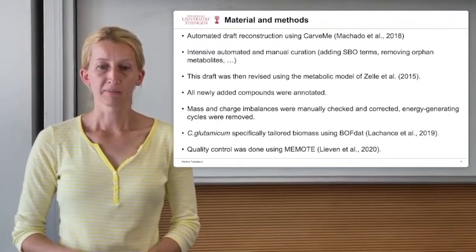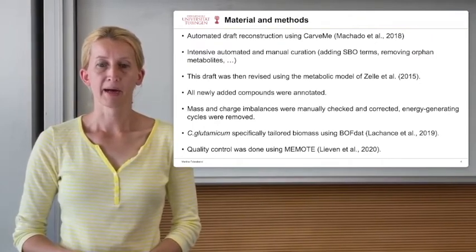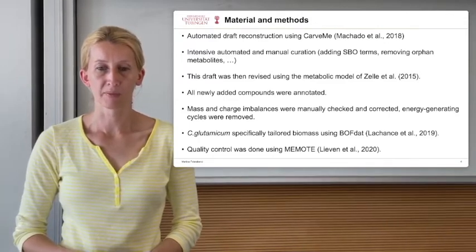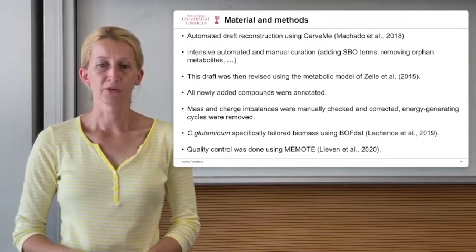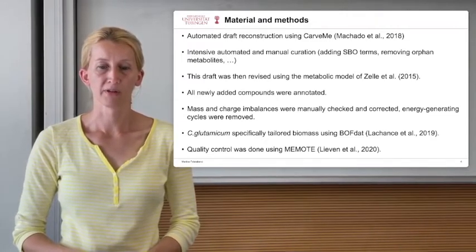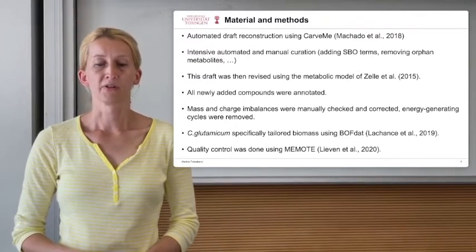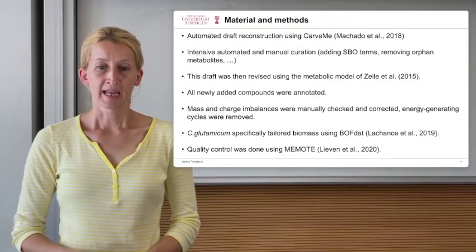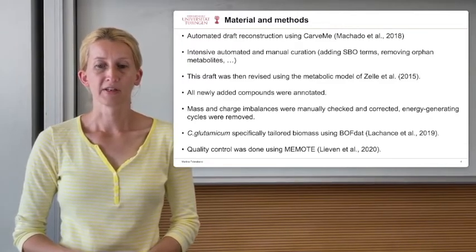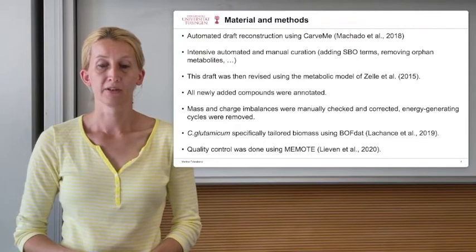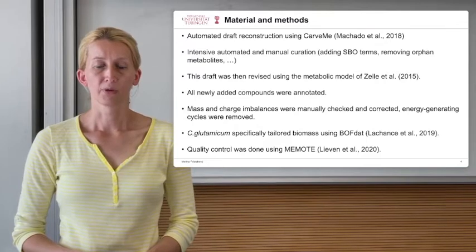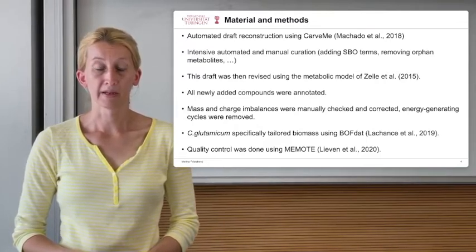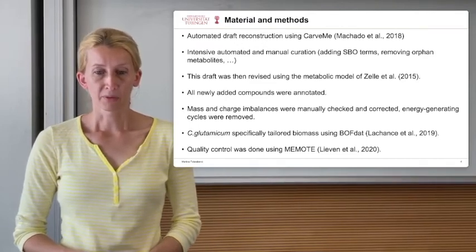Using the tool BOFdat by Lachance et al. 2019, the biomass was tailored specifically towards Corynebacterium glutamicum. Quality control was done using the platform MEMOTE, which allows testing for standardization measures of metabolic models. MEMOTE evaluates the model consistency and annotation levels. Additional validation of the model was done by testing the growth rate on one full medium and two minimal media. We also tested the model's capacities to produce glutamate and all other canonical amino acids under aerobic and anaerobic growth conditions.